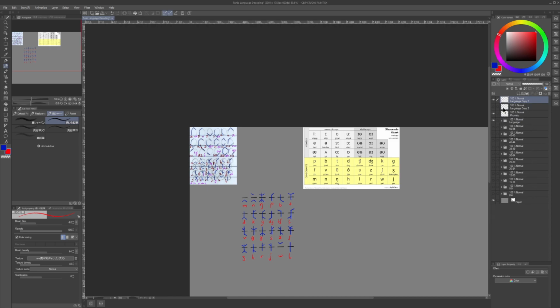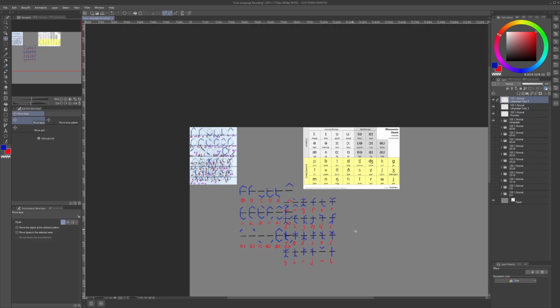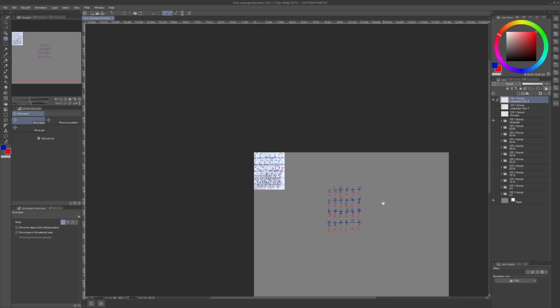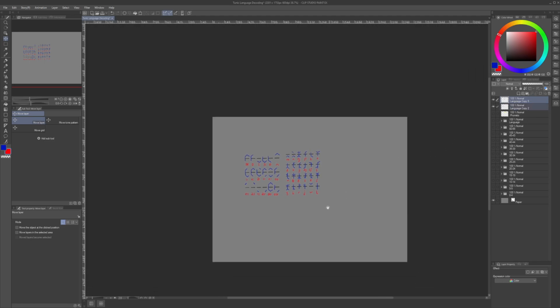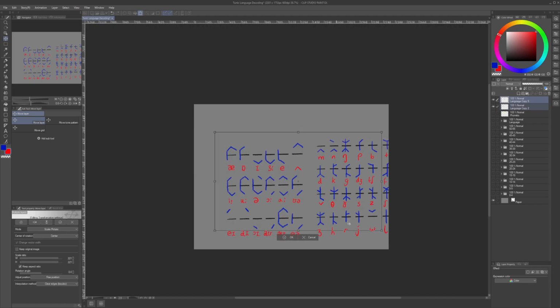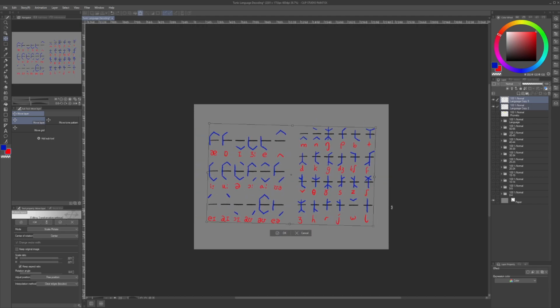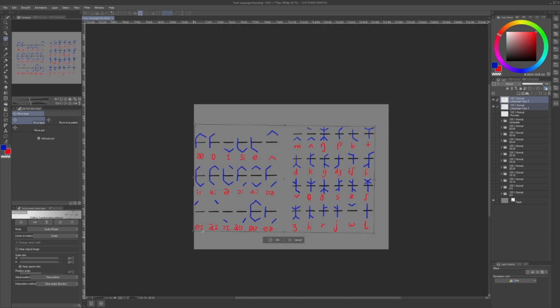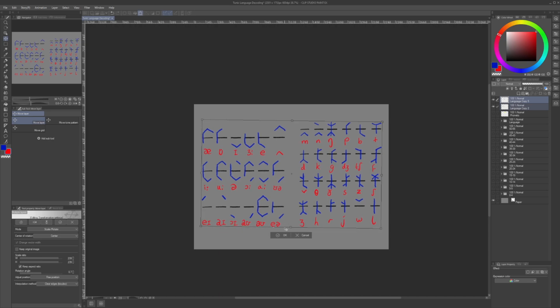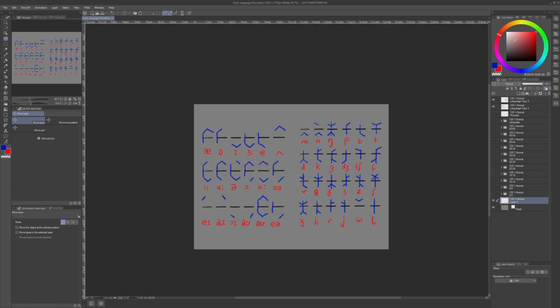That, altogether, is our language for Tunic. I believe we finally got a final result. It's a bit crooked. So let's just sort of resize it a little bit, just to make sure it is nice and easy for me to reference when I need it.